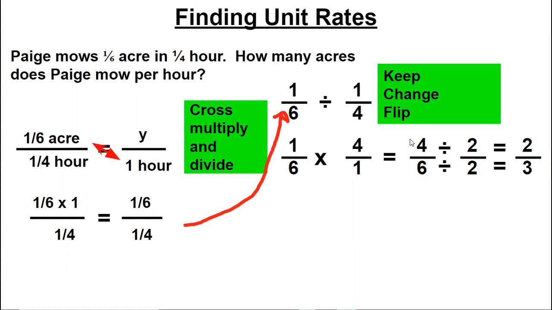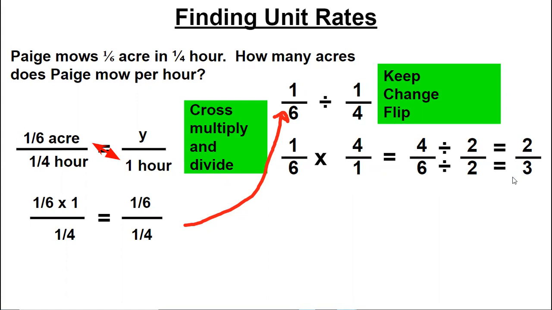1 times 4 is 4. 6 times 1 is 6. Now I have 4 over 6. I can reduce that, so I'm going to divide 4 by 2, and I'm going to divide 6 also by 2. So 4 divided by 2 is 2, and 6 divided by 2 is 3.